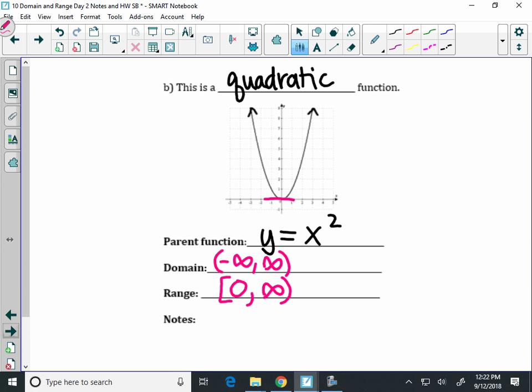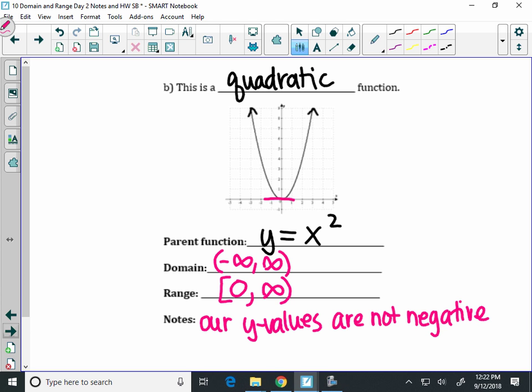So, a note about the parabola. It seems that our outputs, I'll say our y values here, I can have 0, right? 0 is included, and I can have positive. What kind of numbers don't I get in this graph? Negative. So our y values are not negative, at least for that parent function. So when you square something, you get a positive answer. That's what that's telling us right here. All right, so that's the second kind of function we have.